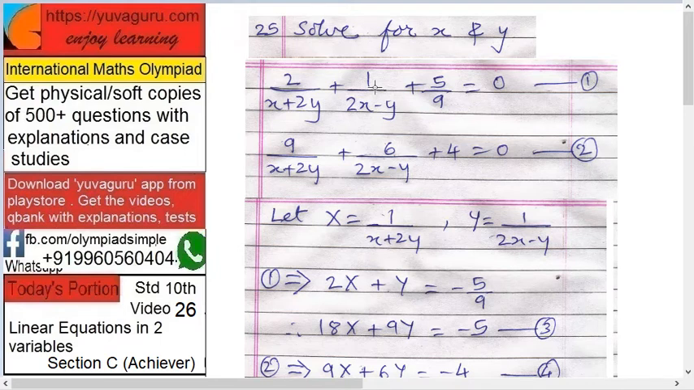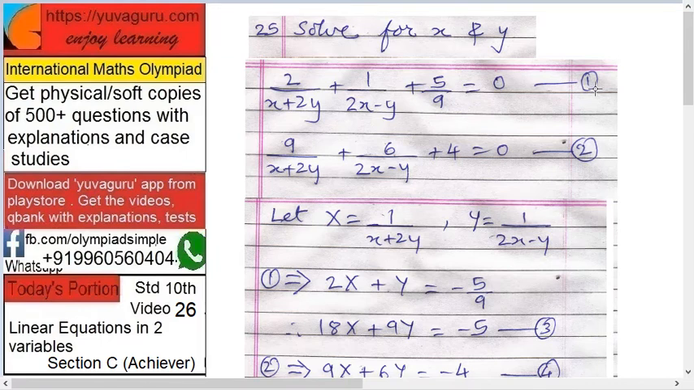So what you do is, you can see one thing in common, that in both 1 and 2, the denominators are the same: x plus 2y, x plus 2y, 2x minus y, 2x minus y. So let capital X equal to 1 upon x plus 2y. Remember this, 1 upon. Why? Because we want everything in numerator. So capital X is 1 upon x plus 2y, and capital Y equals to 1 upon 2x minus y.